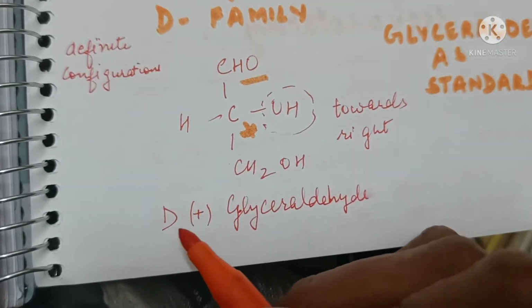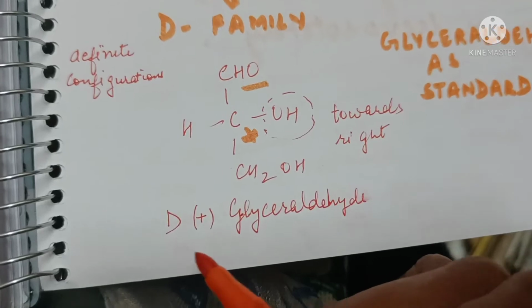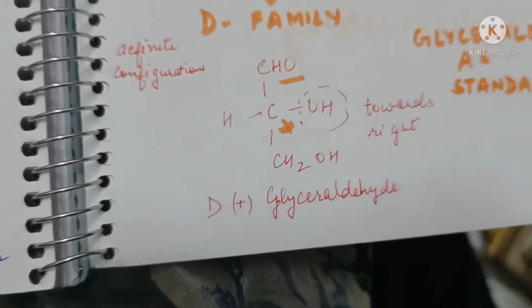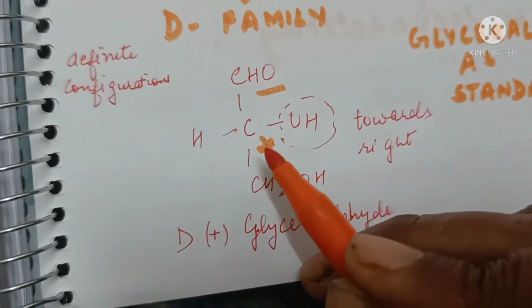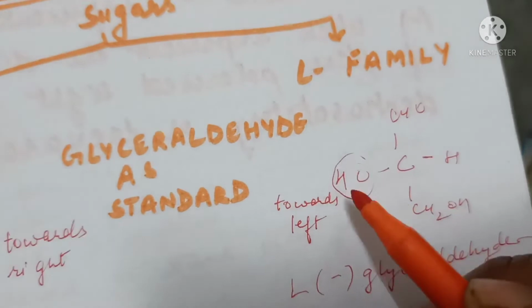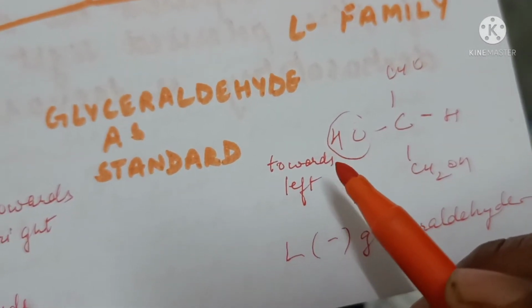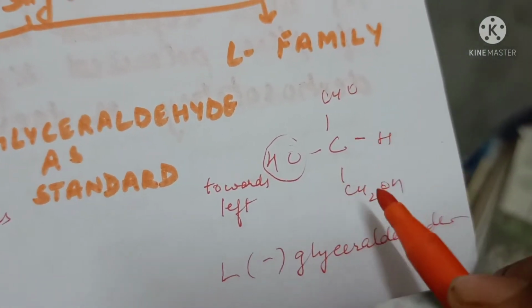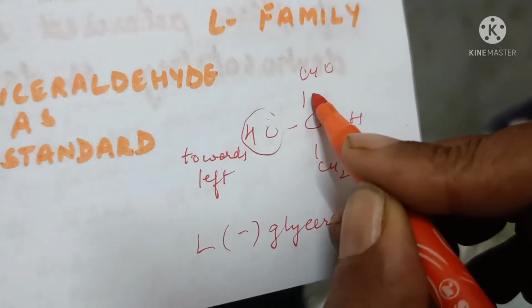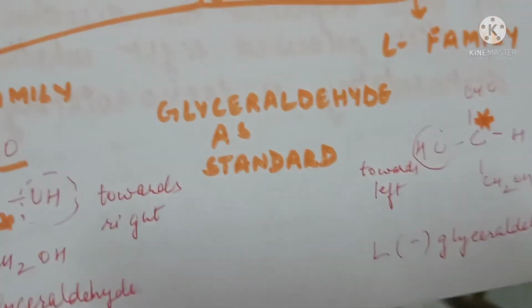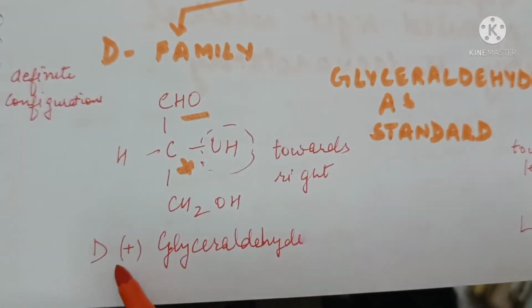This is D-glyceraldehyde. Based on this, all other aldohexoses and ketohexoses will be called D if the last chiral carbon has OH group towards the right. Similarly, those compounds which have OH group towards the left will be called L forms. For example, in the glyceraldehyde structure shown here, the OH group in the chiral carbon atom is present to the left. So it is called L-glyceraldehyde. We must keep in mind that D does not represent dextrorotatory or levorotatory.